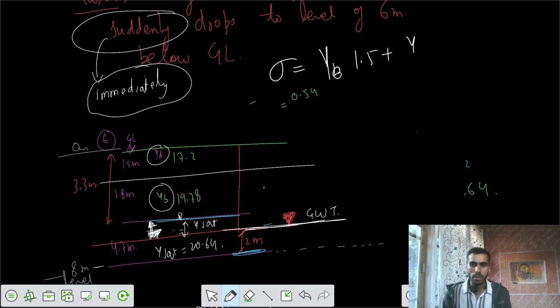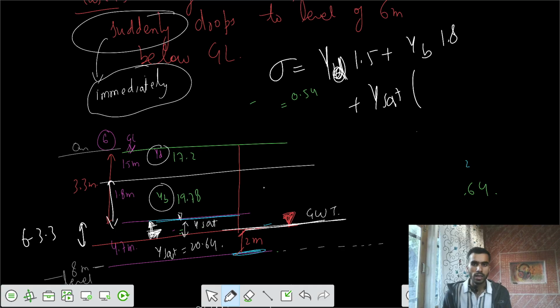Yeah, this was your gamma dry initial one. Initial one is gamma dry. After that we have gamma bulk into 1.8. After that we have gamma sat into, how much is that difference? What is the difference here? This is actually 6 minus 3.3. That's 2.7. So this part is critical here. Plus after that we have gamma sat into 2 meters, because this part is 2 meters now.